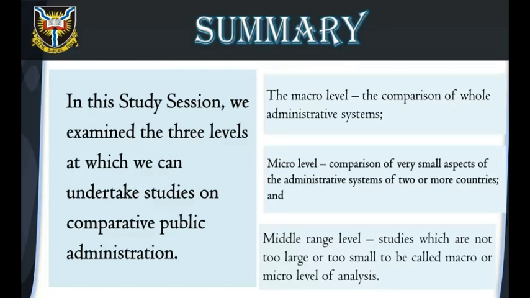Study Session 4 Summary. In this study session, we examined the 3 levels at which we can undertake studies on comparative public administration: the macro level, the comparison of whole administrative systems; the micro level, comparison of very small aspects of the administrative systems of 2 or more countries; and the middle range level, studies which are not too large or too small to be called macro or micro level of analysis.